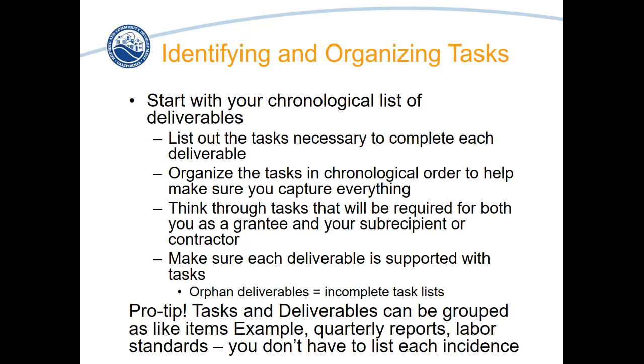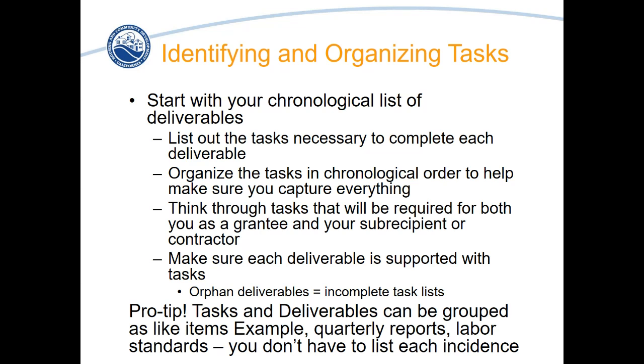All right, so organizing and identifying your tasks. If you started with your chronological list of deliverables, you can now build your tasks out around each deliverable. Take each deliverable and think about what tasks are necessary to complete it. Once you've got your list of tasks, you can organize them in chronological order. I'll have some examples in a minute to show what we're talking about. This helps you think through all of the tasks required of you as a grantee and as a subrecipient or contractor, so that you're thinking about the full scope of tasks required to meet each deliverable.